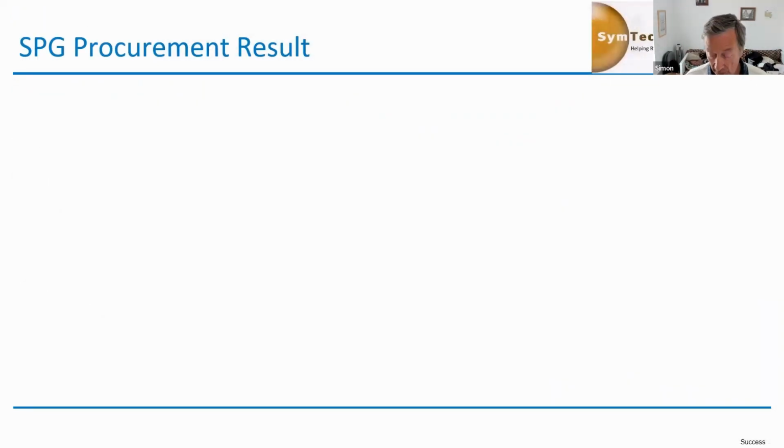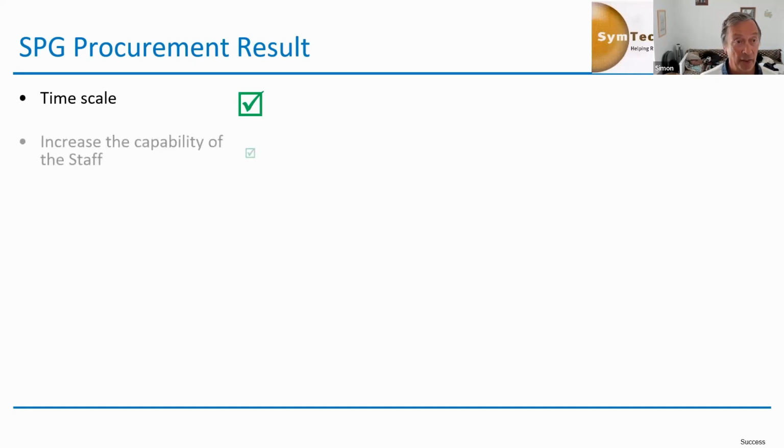What was the result? We had a time scale, 6 months to do it all. We achieved that time scale. It was close. It was blooming close, but we got there. Very importantly, we increased the capability of the staff. This way of working was brand new to them, and they really caught on early. They saw the benefits coming in very early, and now this way of working is embedded within that department.